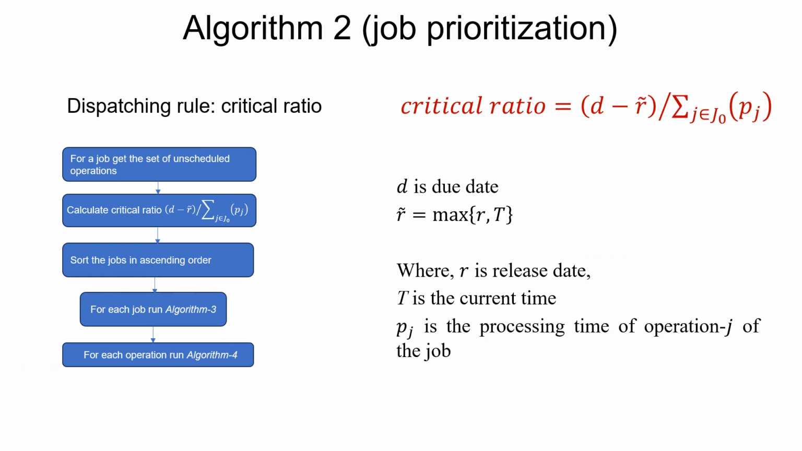For prioritization of a job, we use the dispatching rule critical ratio, and the job that has the least critical ratio will be processed first.